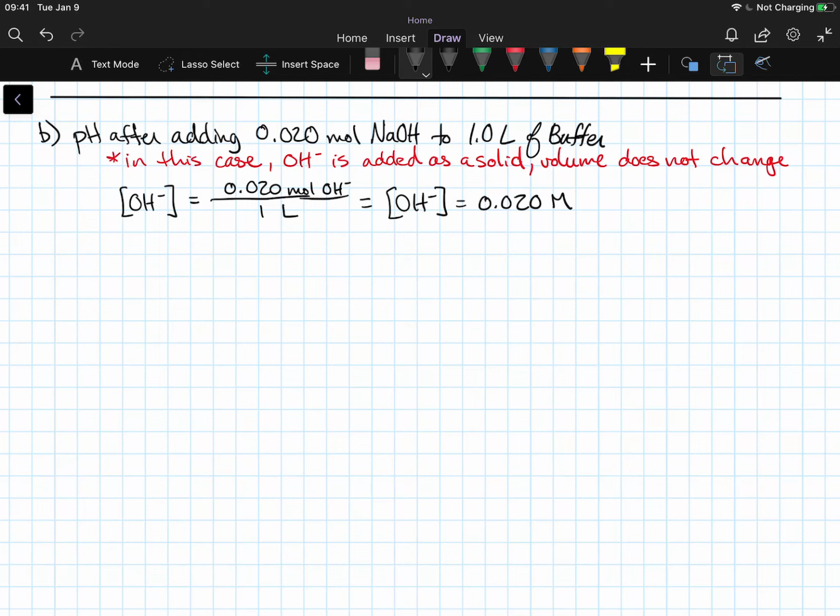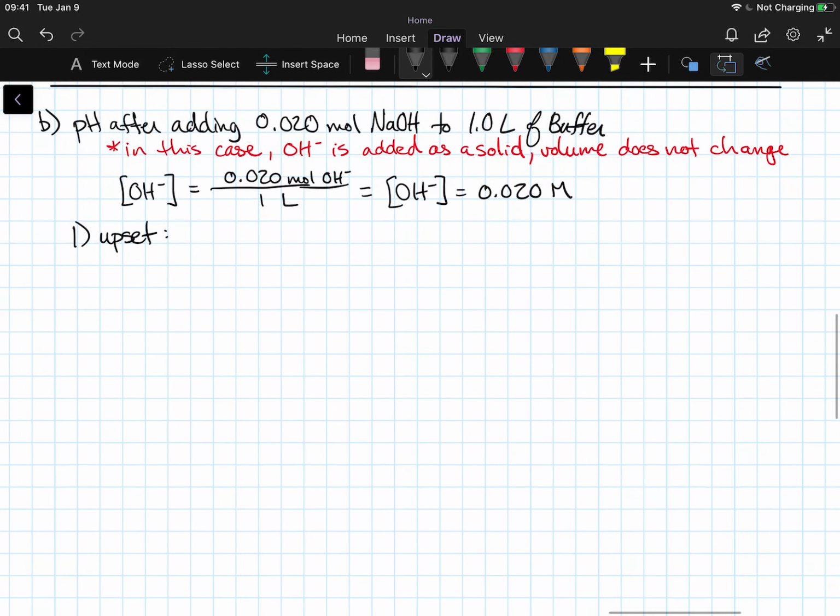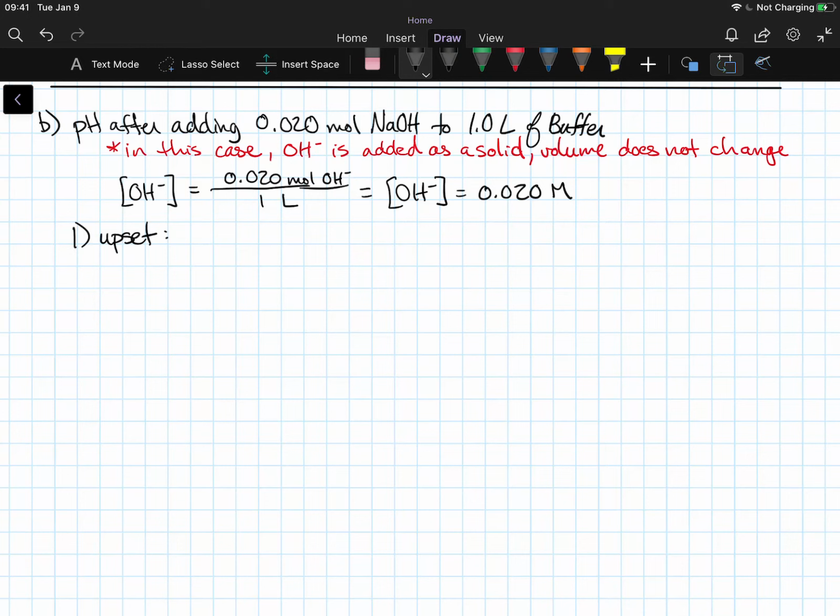So the first step is the upset. Now our buffer has reached this equilibrium condition, and until now it's just been hanging out. That's the part we did in part A. We just let this reach equilibrium and calculated what the pH was. Now we're going to be adding a strong base to this, so we're upsetting the equilibrium, and the base is going to react with the acid component of our buffer. So our HClO, our hypochlorous acid, is going to be reacting with the hydroxide.